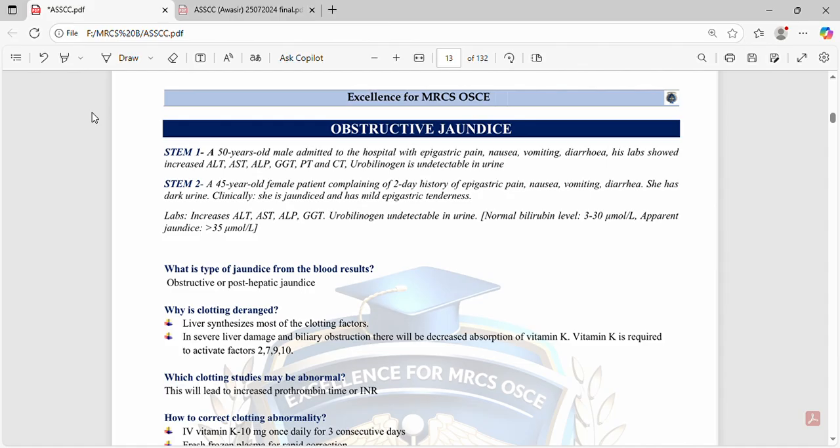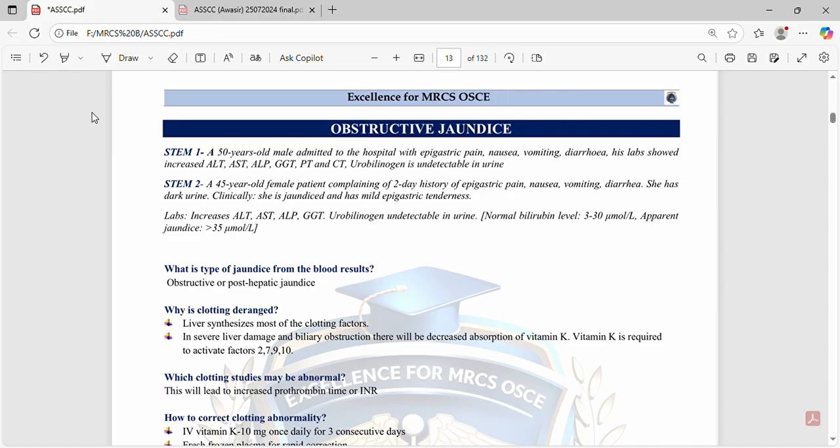So, a 45-year-old female patient complaining of a 2-day history of epigastric pain, nausea, vomiting, diarrhea. She has dark urine. Clinically, she is jaundiced and has mild epigastric tenderness. Labs showed increased levels of ALT, AST, ALP, GGT, and urobilinogen undetectable in urine. Normal bilirubin level is 3 to 30 micromole per liter. Apparent jaundice is greater than 35 micromole per liter. So this lady seems to have obstructive jaundice.